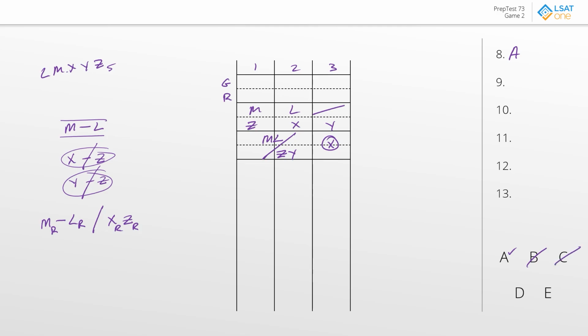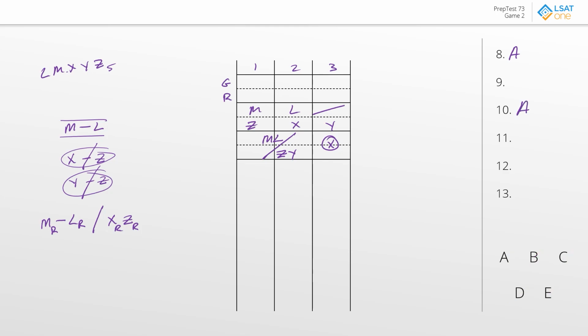That would have been fine. Answer choice D, X is in the same room as Z. That's the same thing, so D is out. E, Y is in the same room as Z, and they're definitely in the same room, so that could happen. So the only one that cannot be true is answer choice A for question number 10.